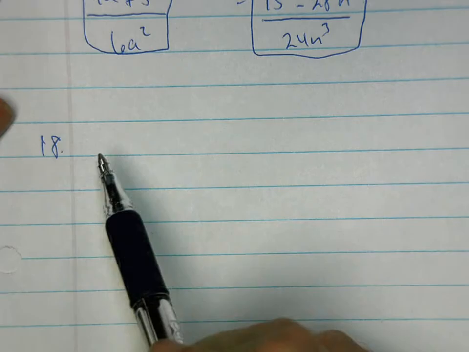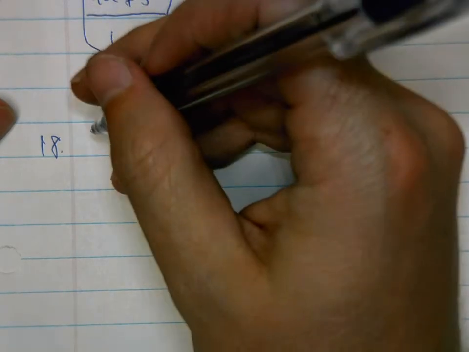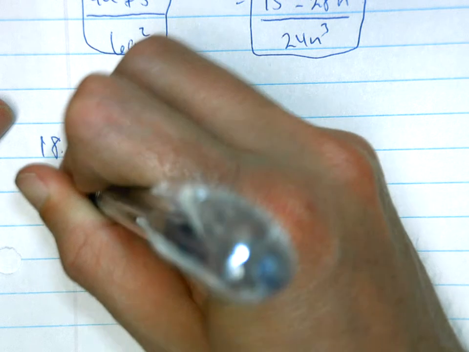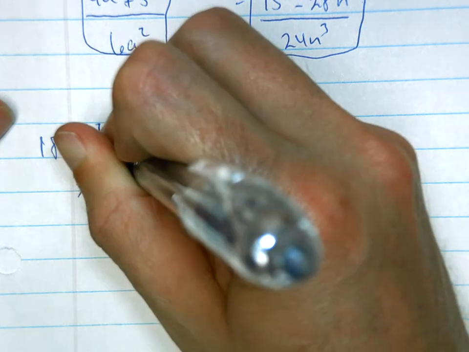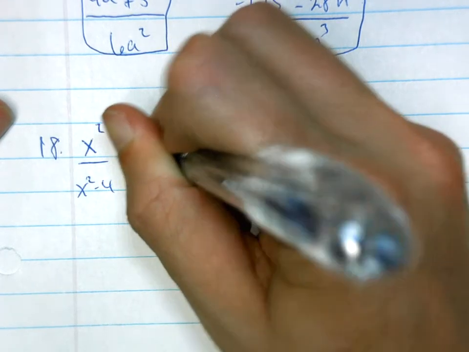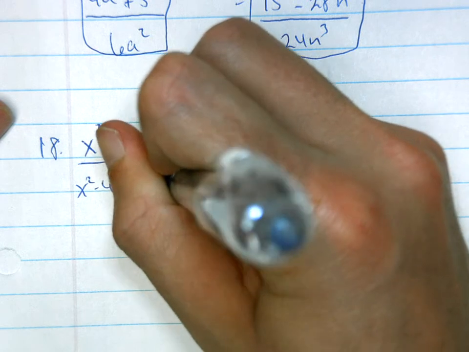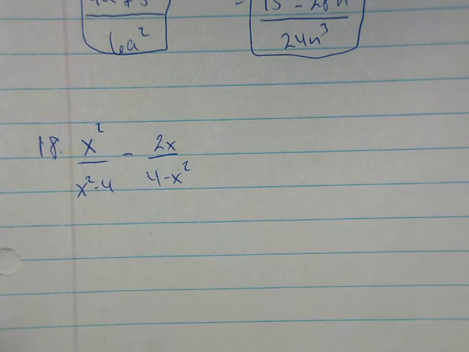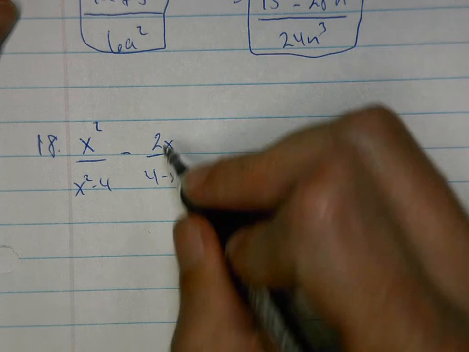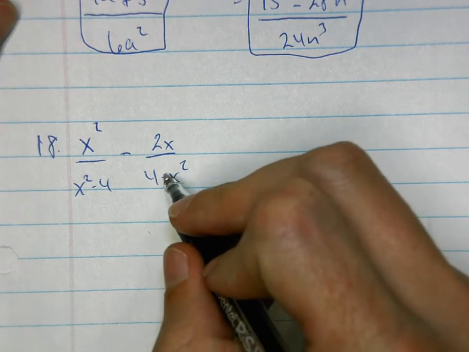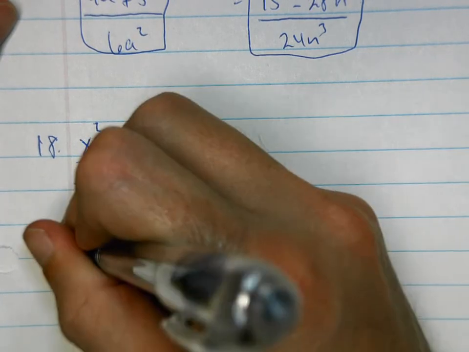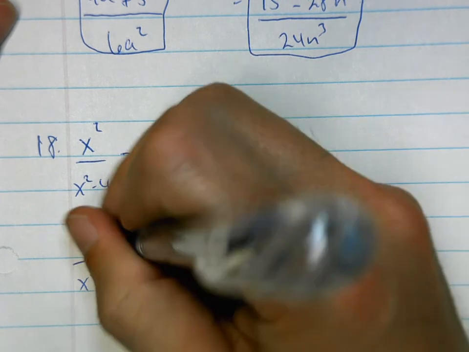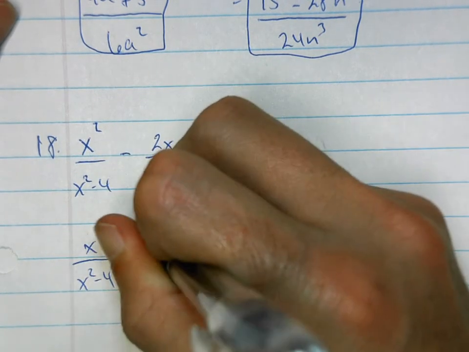18. Similar kind of situation. We have x squared over x squared minus 4 and minus 2x over 4 minus x squared. Okay. So I want to switch these around, so I factor out a negative 1. So this would be x squared over x squared minus 4. Instead of minus, this is now plus 2x over x squared minus 4.